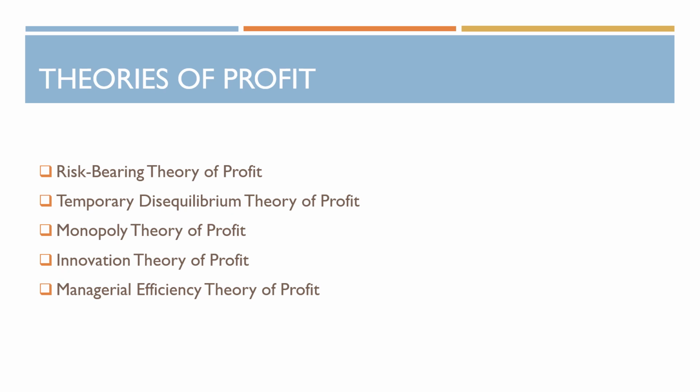Monopoly theory of profits. There is a theory that explains how monopoly firms have the potential profits to earn. Innovation theory of profits, how innovations drive the profits of the firm. And also the managerial efficiency theory of profits, which describes how an entrepreneur with managerial efficiency maximizes the profits of the firm.